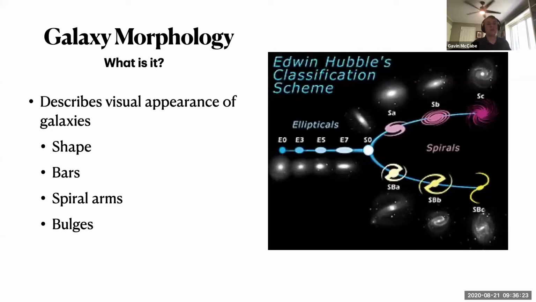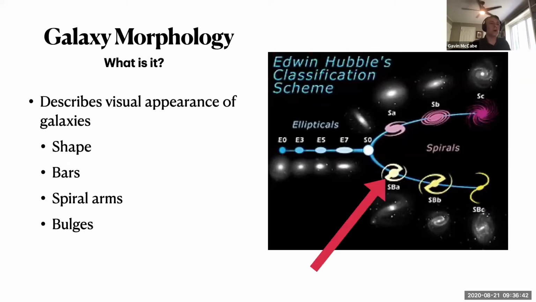Well, in simple terms, it's the shape of the galaxy and what it exactly looks like. So we can talk about tons of different things. For example, we can talk about the shape of the galaxies. In here, we can see there are two major groups that we have. We have spiral galaxies over here, and there are elliptical galaxies over there. And these are the two main categories we're going to be using today.